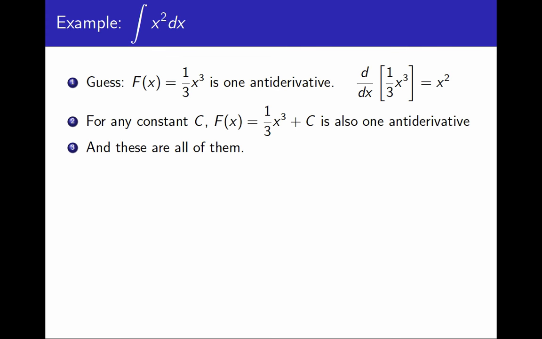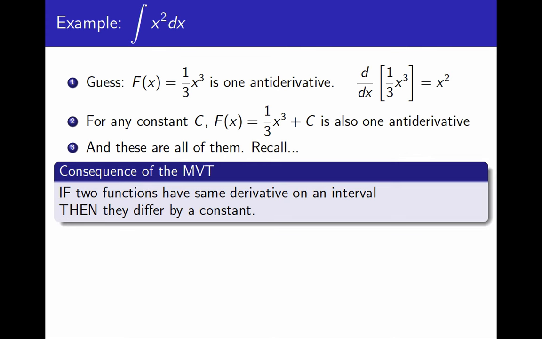Because I recall there was a consequence of the mean value theorem that we proved in an earlier video that said that if two functions have the same derivative on an interval, then they must differ by a constant. So what that means is that once I have found one antiderivative, any other one must be the first one I found plus a constant. If we didn't have this little result, I could only say that I found a bunch of antiderivatives, but not all of them. But now I have found all of them. So in conclusion, the integral of x squared dx is 1/3 of x cubed plus c.